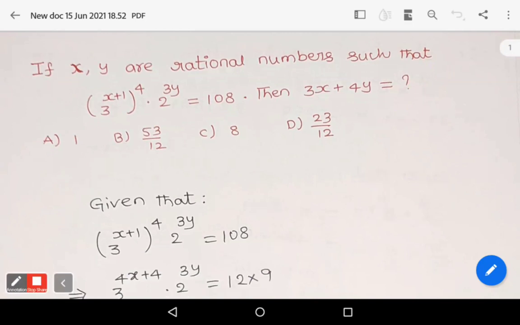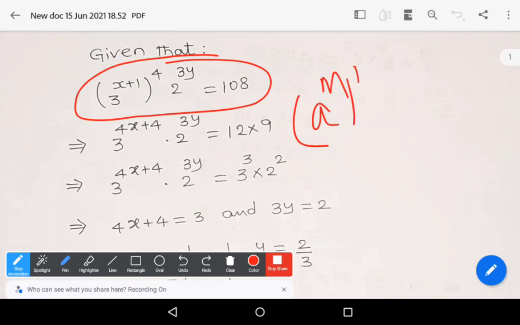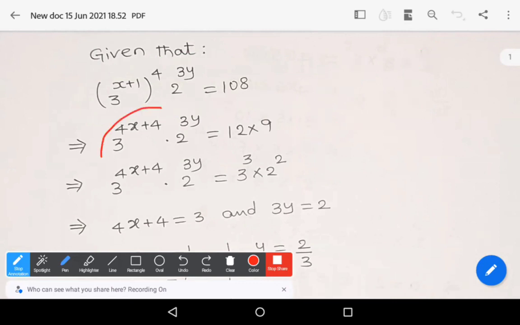You observe that this is the given relation: (3^(x+1))^4 into 2^y is equal to 108. We know that (a^m)^n is equal to a^(mn). By using this fact, it can be written as 3^(4x+4) into 2^(3y). And 108 can be written as 12 into 9.